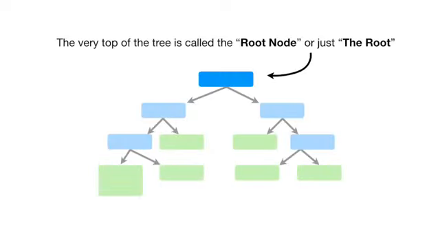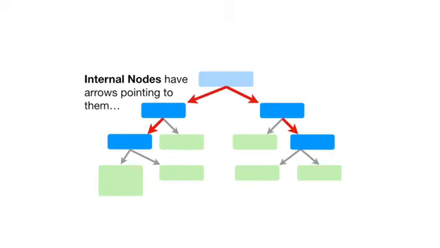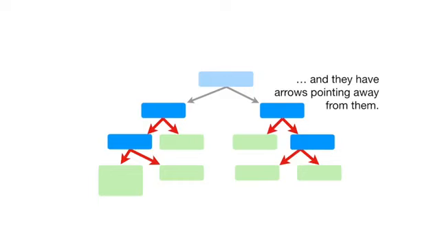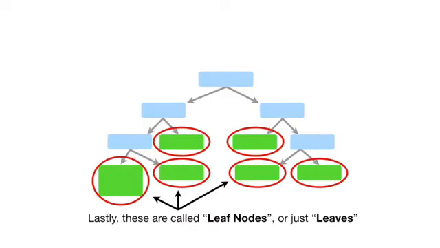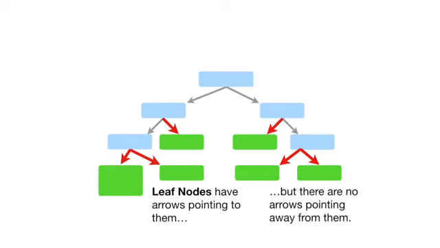Oh no! Jargon alert! The very top of the tree is called the root node, or just the root. These are called internal nodes, or just nodes. Internal nodes have arrows pointing to them, and they have arrows pointing away from them. Lastly, these are called leaf nodes, or just leaves. Leaf nodes have arrows pointing to them, but there are no arrows pointing away from them.